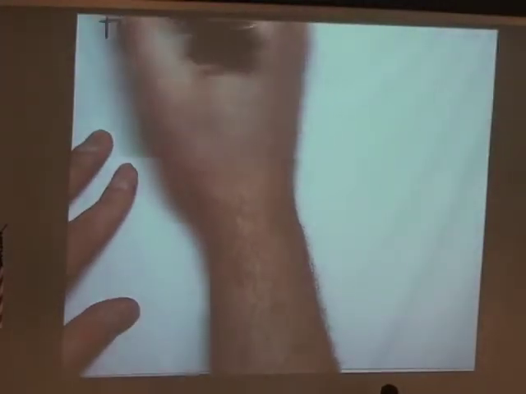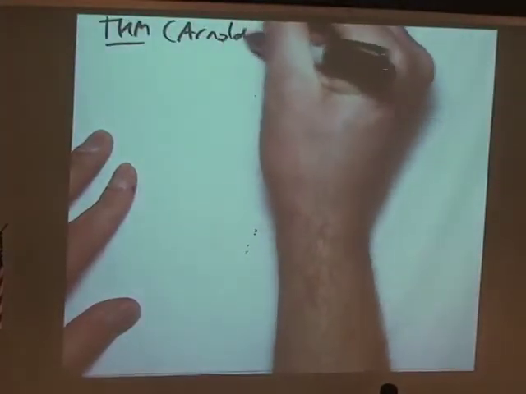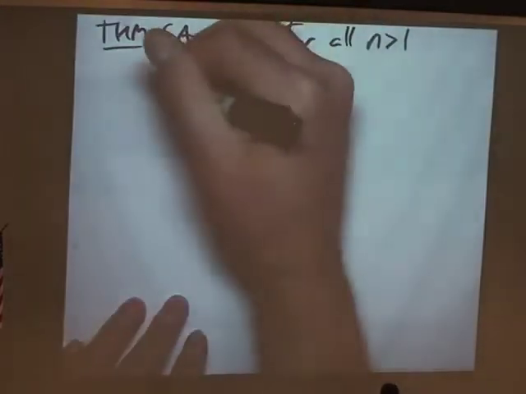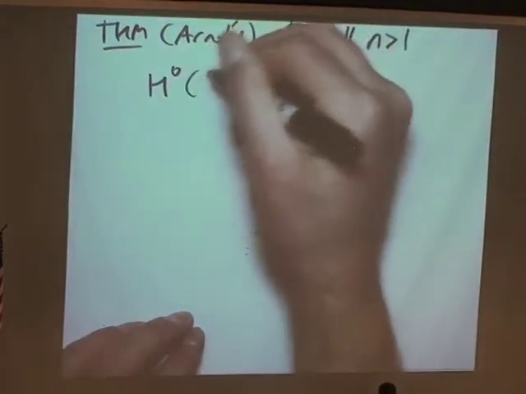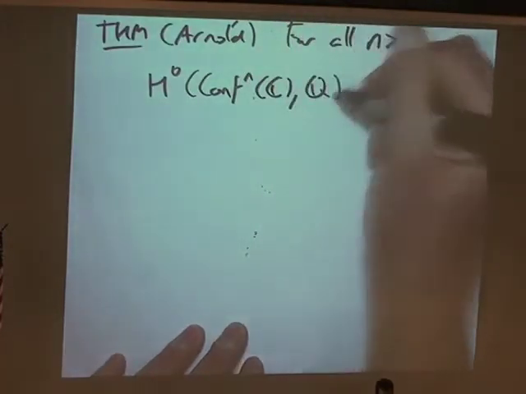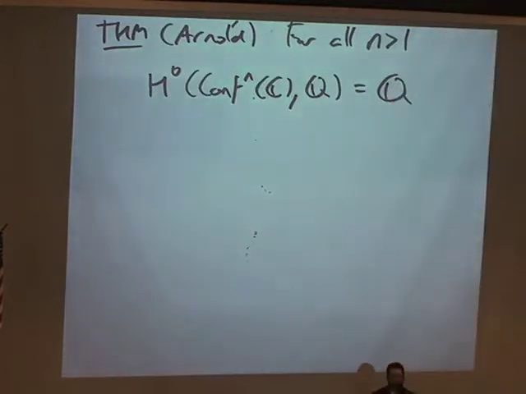Theorem, Arnold: for all n bigger than 1, H naught of this configuration space with rational coefficients is Q. By the way, things are going to get kind of cohomological for the rest of today's lecture. Some of you dig cohomology and some don't. I want you to. It's part of my goal to say that cohomology is part of arithmetic statistics.